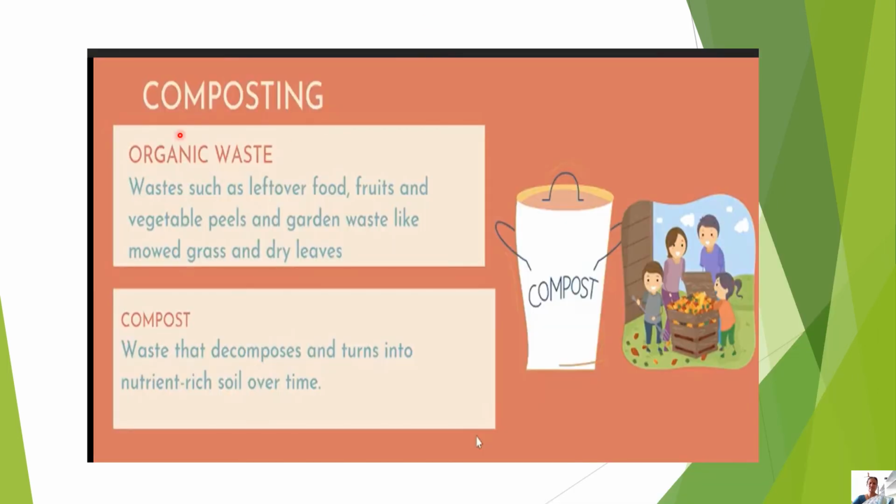The next way is composting. Waste such as leftover food, fruit and vegetable peels and garden waste like mowed grass and dry leaves are known as organic waste. The waste decomposes and turns into nutrient-rich soil over time. This is called compost. Many people turn their organic waste into compost and use the soil in their gardens.